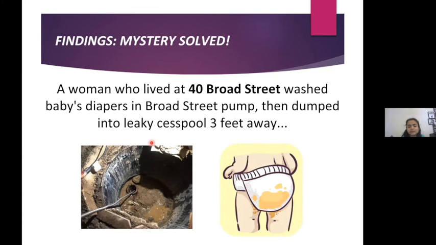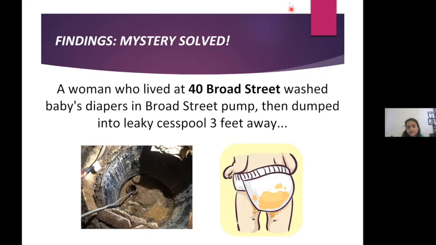So apparently the culprit was a woman who lived at 40 Broad Street, and she washed her baby's diapers in the Broad Street pump, and she dumped the waste in a cesspool which was 3 feet away. So do you see what's happening here? All the bacteria from the fecal matter of this baby is contaminating the water source. It's just 3 feet away, so it's very near the water source, and this is what triggered the disease.